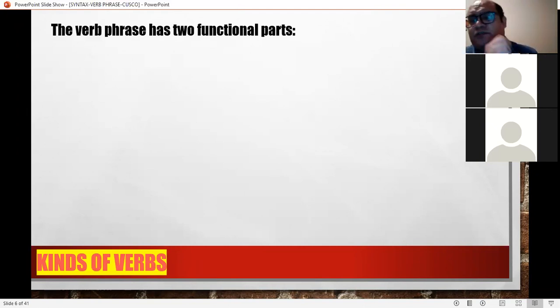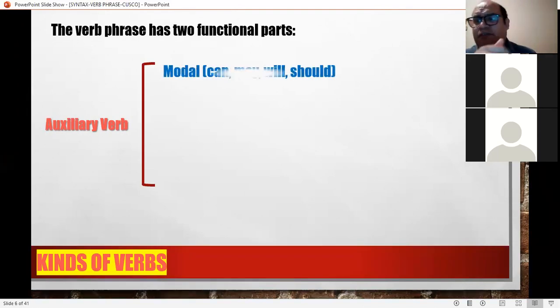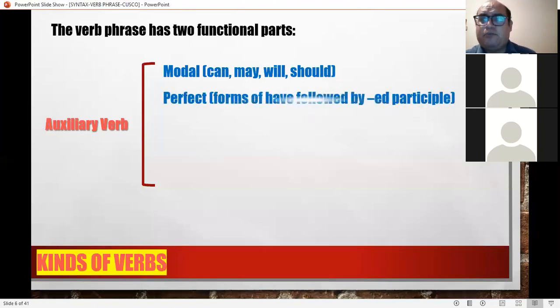The verb phrase has two major functional parts, as we have seen on the previous slides. One of the parts is the auxiliary verb. As you know, we have different auxiliary verbs: modals such as can, may, will, should. Then we have perfect forms: have or has, or had if it is past perfect, followed by the ed participle, ed in regular and irregular participles. We have two, regular and irregular participle. So this is a second form of auxiliary verbs.